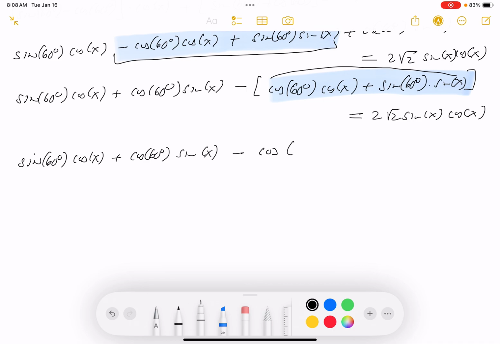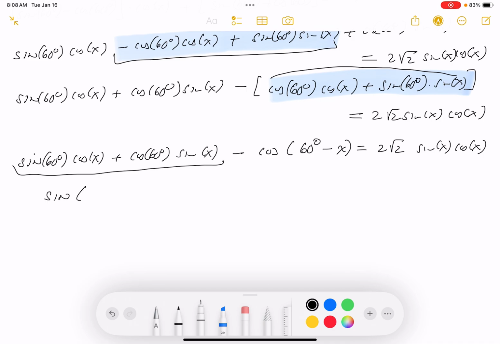That's cosine 60 degrees minus x. And that's going to be 2 root 2 sine x cosine x. By the way, I'm also recognizing this. All right, let's write that one down. And what's that going to be?